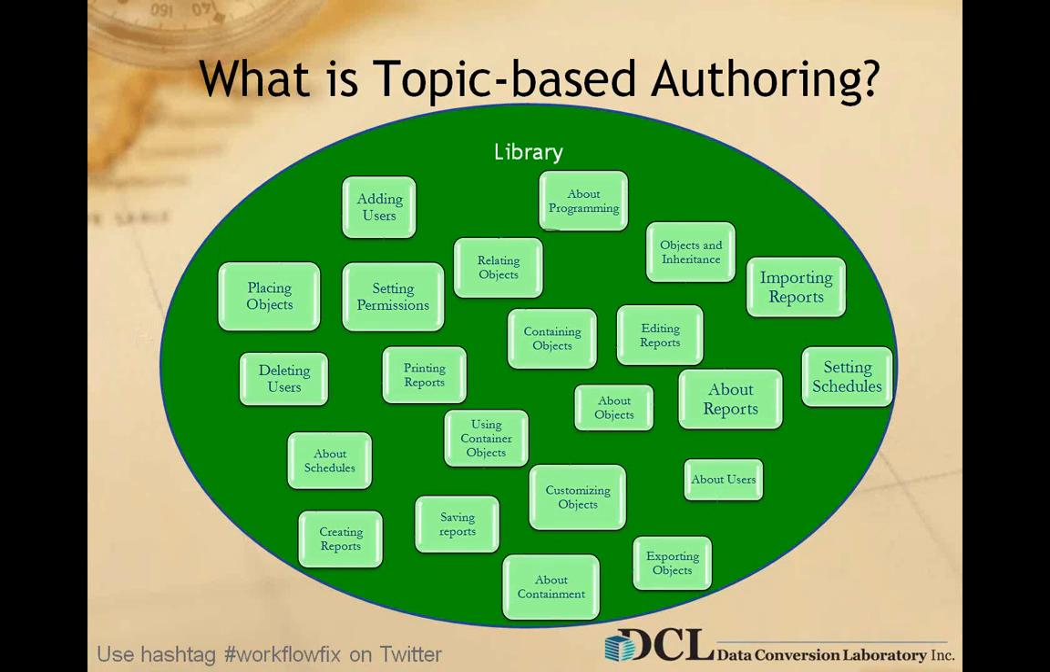You wind up with a library or a project. The different vendors call them different things, but it's the same idea. And then you have topics like adding users or relating objects or customizing objects or about schedules or setting schedules or so on. Notice that there's no inherent relationship between any of these topics. These are all just pieces of information about the product or products that you're writing about.